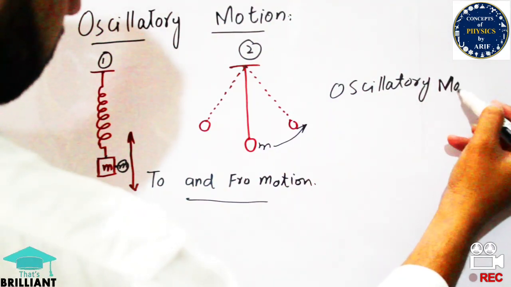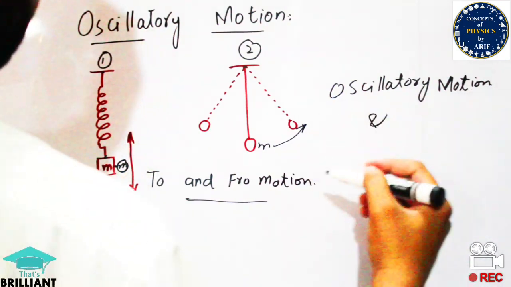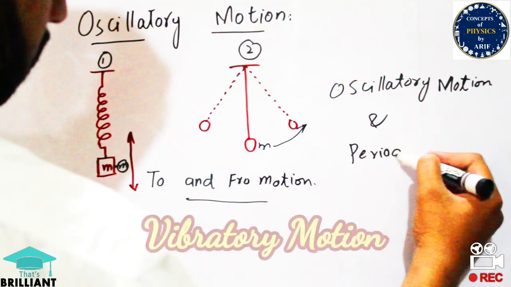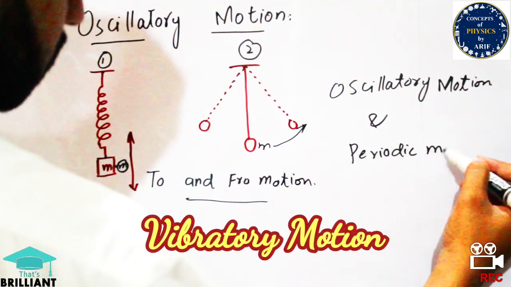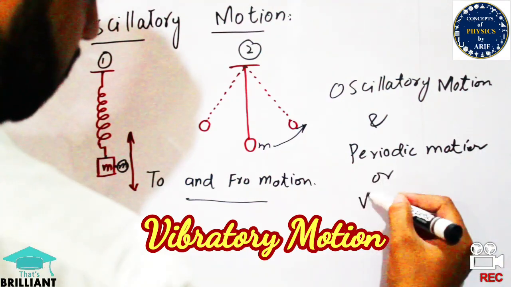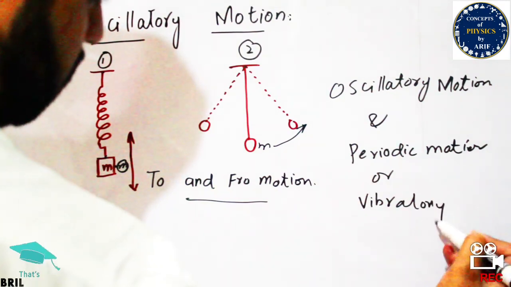So these are the definitions of oscillatory motion as well as vibratory motion or periodic motion. In these examples I have briefly discussed oscillatory motion with respect to their movement and examples.